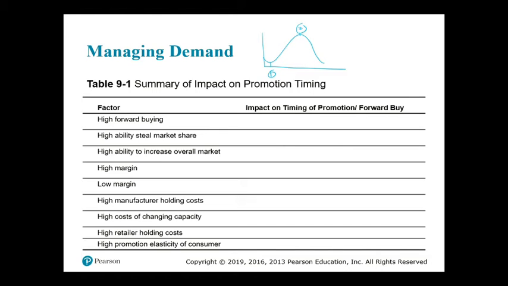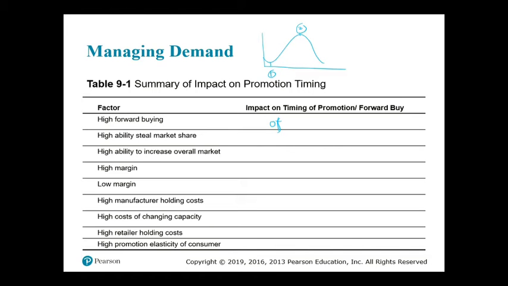If there is a high forward buying, that means what? You have to top up the inventory. We'll be very effective in smoothing out the demand by introducing promotion during which period? The off period. So basically the reduction in cost due to demand variability will be reduced significantly.